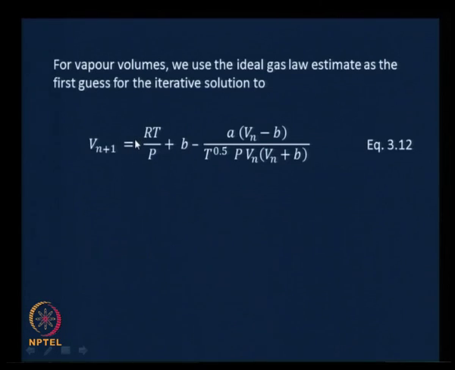This is the iterative form that we found to be most useful for finding the vapor volumes: V(n+1) equals RT/P plus B minus A(Vn minus B) divided by T to the power 0.5 P Vn (Vn plus B). If we put in a guessed value of Vn, we get a calculated value of V(n+1) from the right hand side. If the difference between the calculated value and the guessed value is negligible enough, let us say within 1 or 2% of the guessed value, then we can stop the iterations.